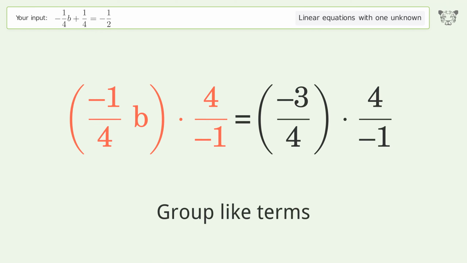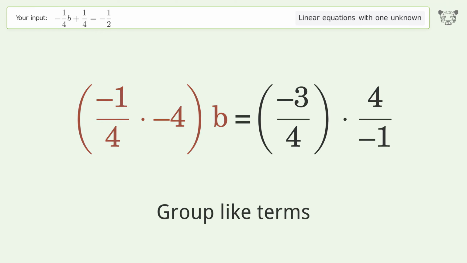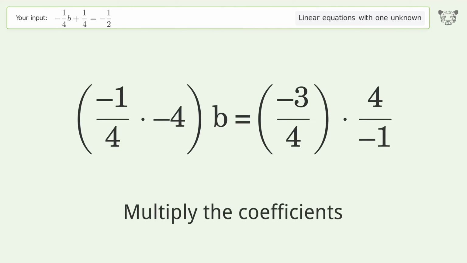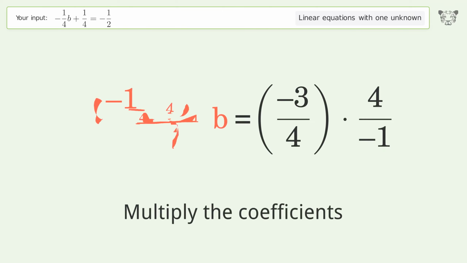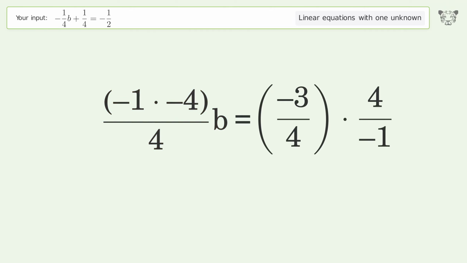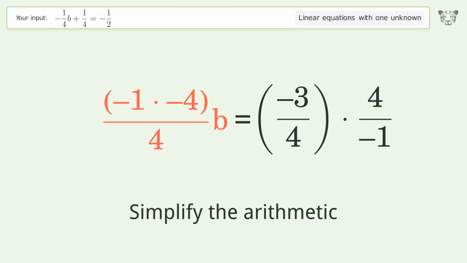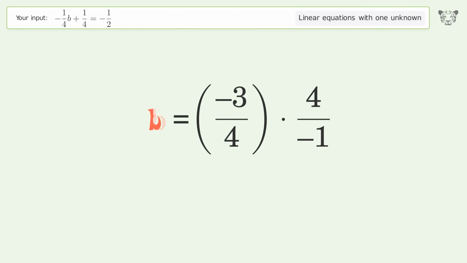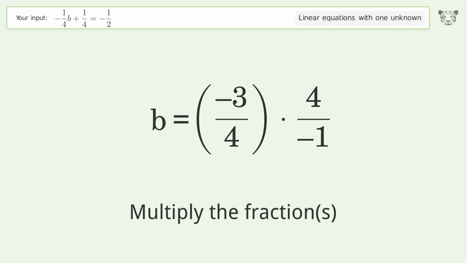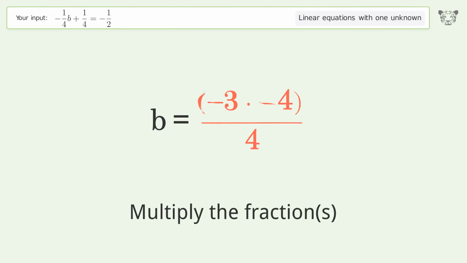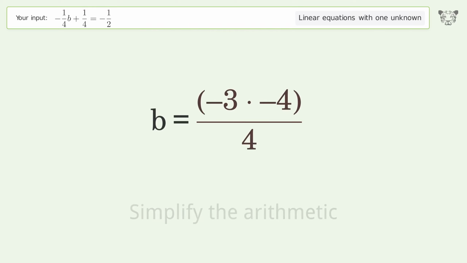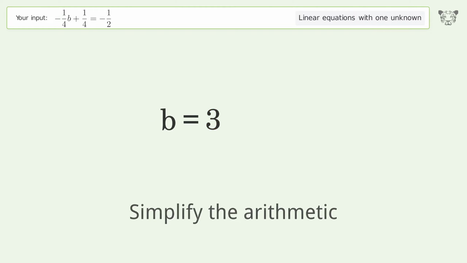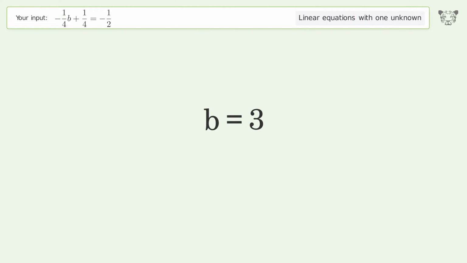Group like terms. Multiply the coefficients. Simplify the arithmetic. Multiply the fractions. Simplify the arithmetic. And so the final result is b equals 3.